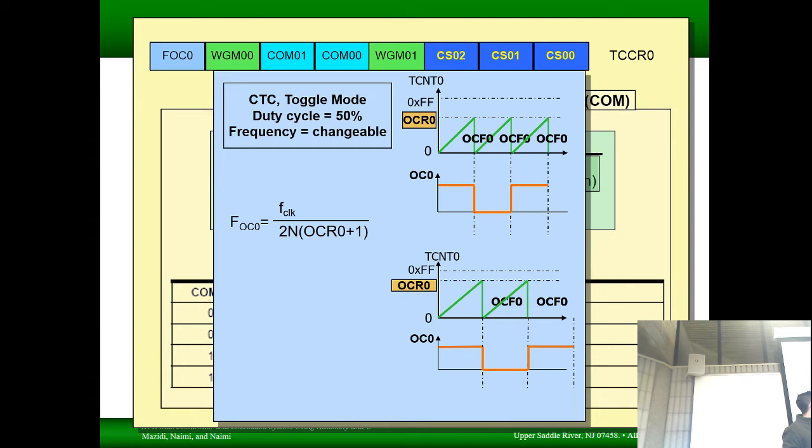So 2N, the 2 in this formula is because we need to account for 2 toggles. We're going to be high, we toggle low. Then we're going to be low and we toggle high. That is 1 cycle. All right. So with a little bit of algebra, we could rearrange this to calculate our output compare value for a given frequency.